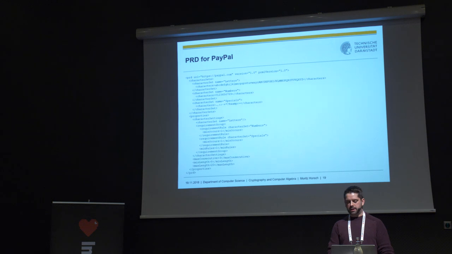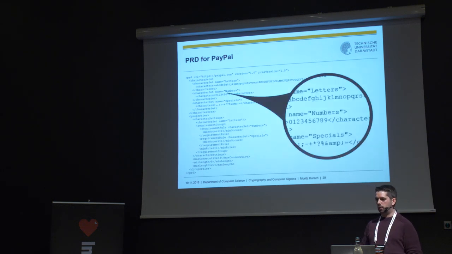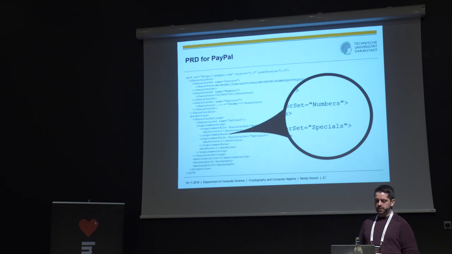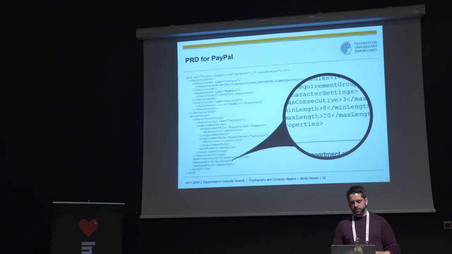As you can see, it's an XML document which specifies at the beginning the character sets you can use for passwords at PayPal. Here, you can use letters, numbers, and special characters. The PRD also specifies additional requirements, like that you should use at least one number and one special character. And most important, the PRD also specifies the minimum and maximum password length of passwords for PayPal.